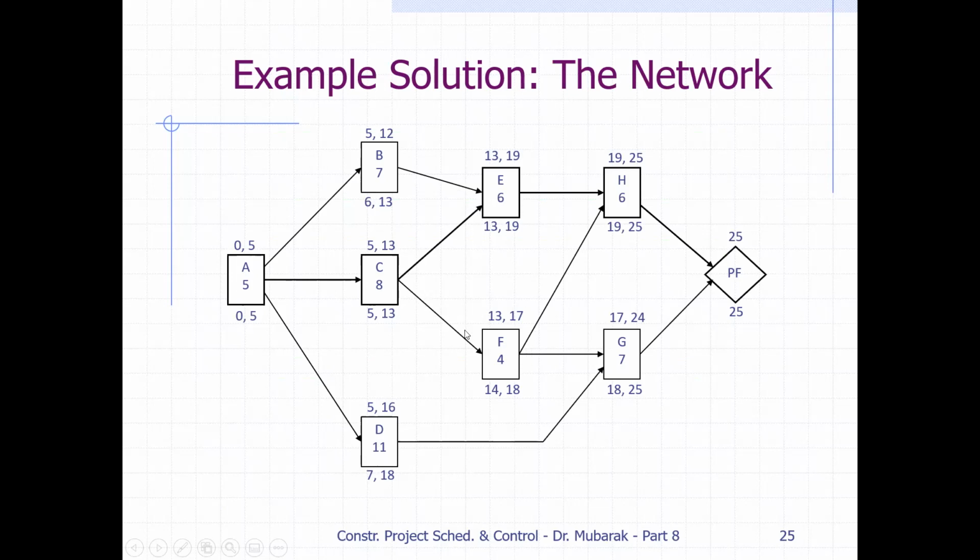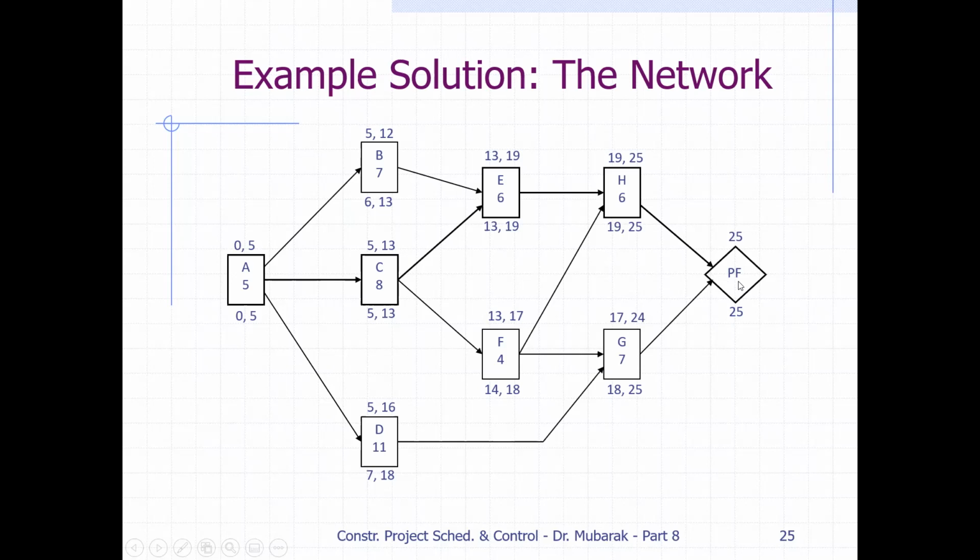F is after C, 4 days duration. H is after E and F, with 6 days duration. G is after F and D, with 7 days duration. And then these two activities are in the air, so we put a note by ourselves called project finish point.